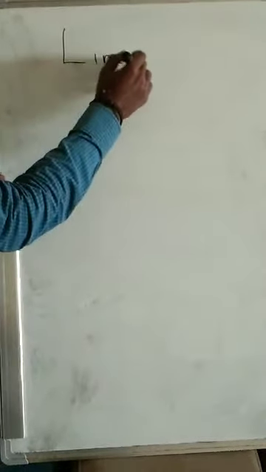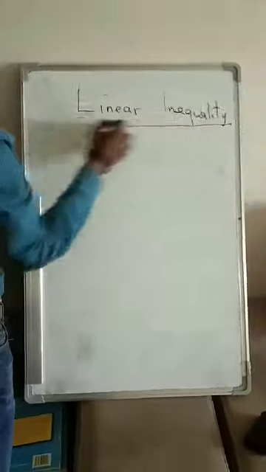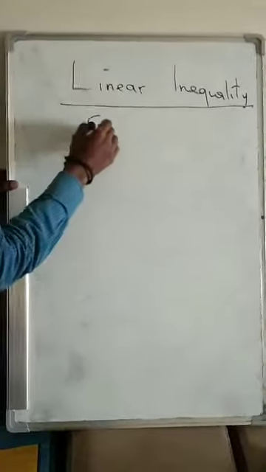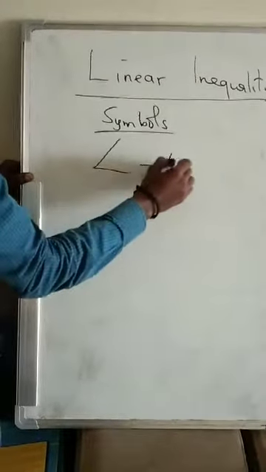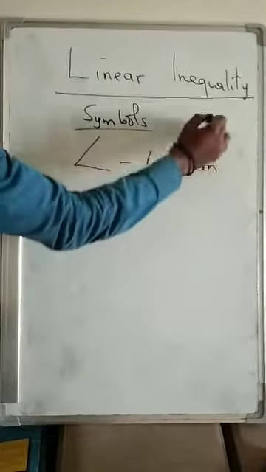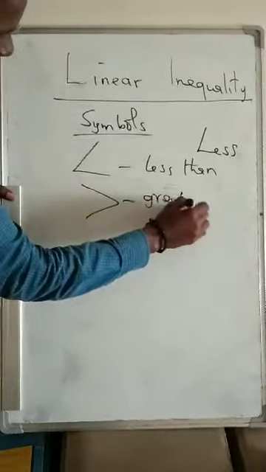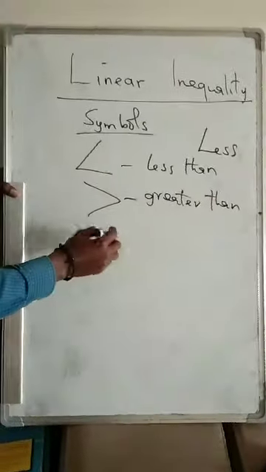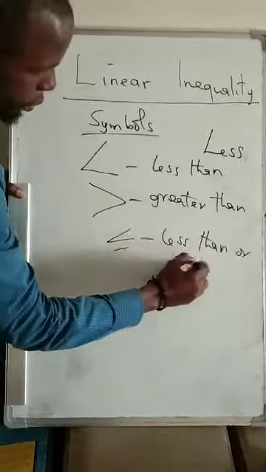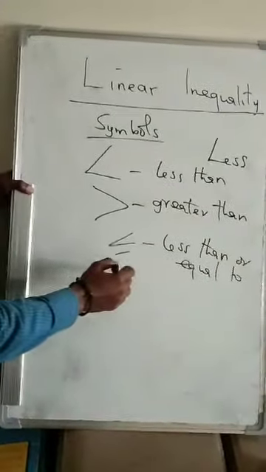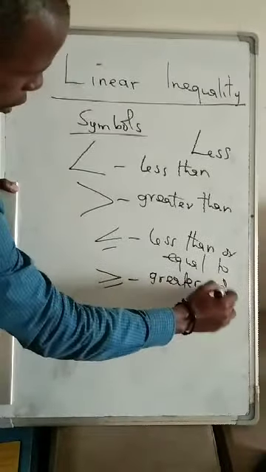So the topic today is linear inequalities. We have the symbols for linear inequalities. This means less than, the way we normally write less than; this means greater than. This means less than or equal to. Well, this means greater than or equal to.